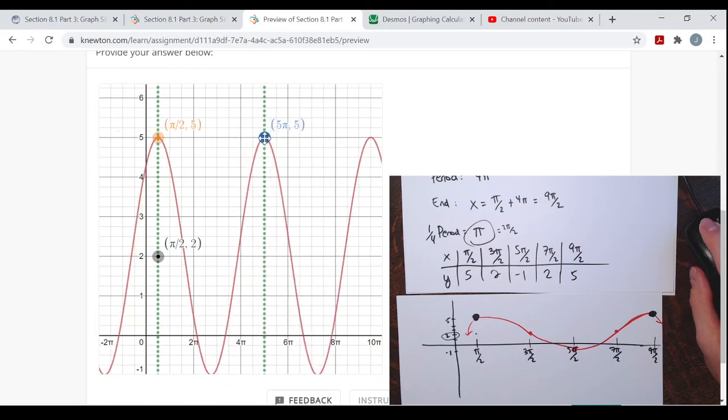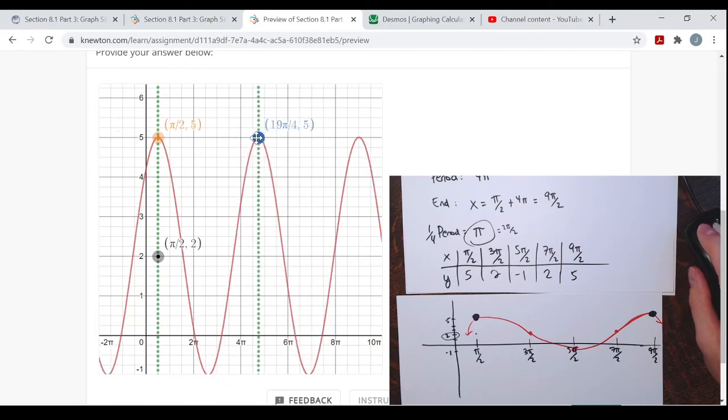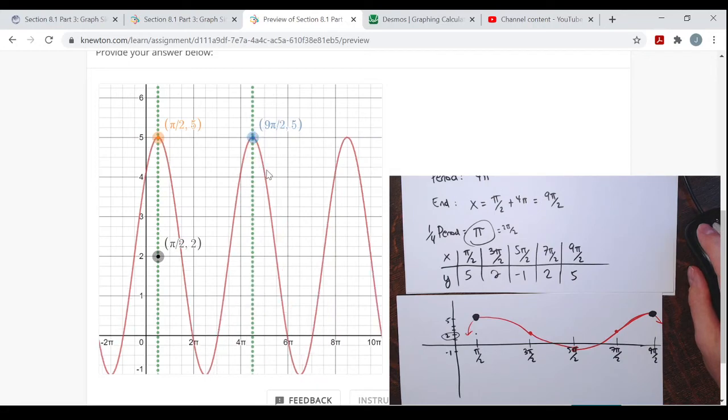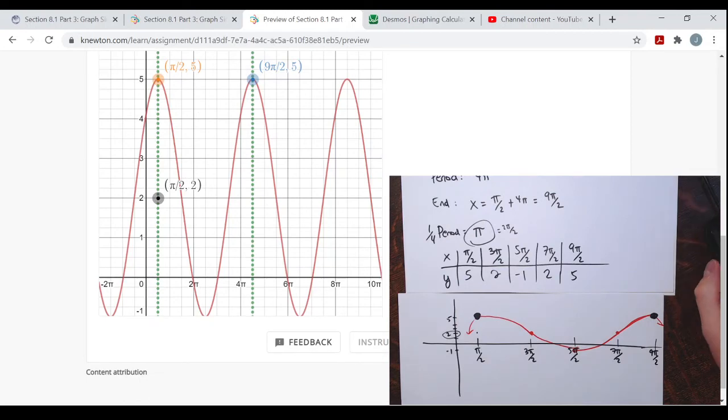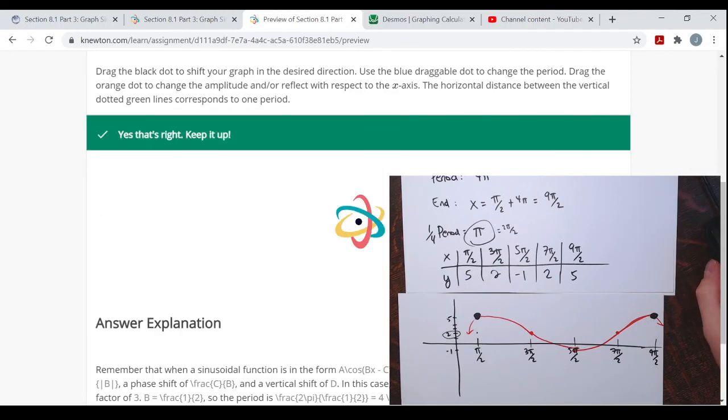Oh, that's 5 pi. There, 9 pi over 2, 5. And then the top of that hill is where I want it. One cycle's in there between pi over 2 and 9 pi over 2. Wonderful. Amplitude's correct, period's correct, all that good stuff.